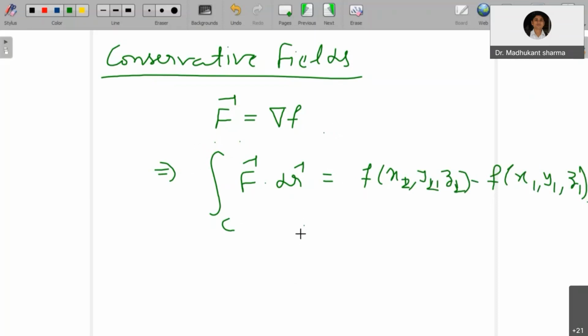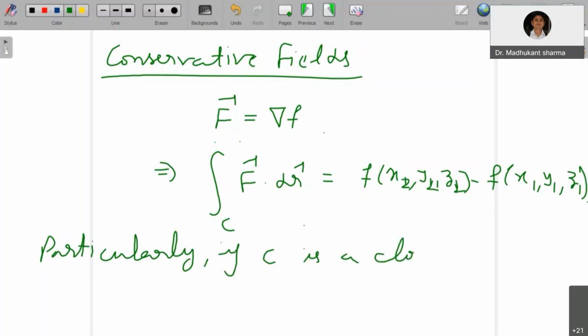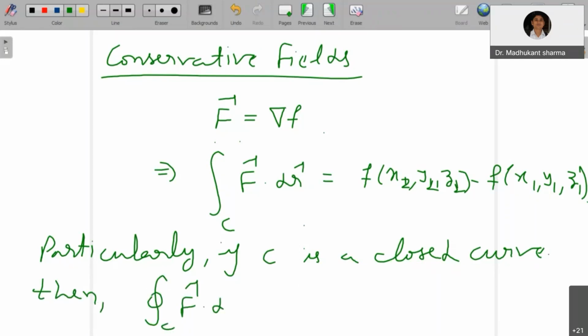Moreover, particularly, if C is a closed curve, what will happen? If C is a closed curve, then the end point and the starting point, the initial point, will meet. Then the integral over C of F dot dr, in this case when the field is conservative, is 0 along any closed curve or closed loop.